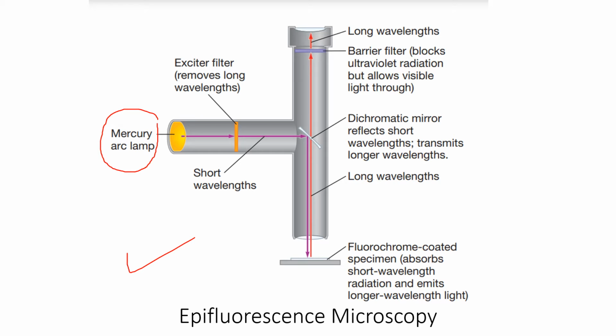These fluorochromes absorb short wavelength radiations coming from the objective lenses and emit long wavelength light. But it is not necessary that they'll only emit long wavelength light, they might emit some other light radiations as well. So when these light radiations along with long wavelength pass through the dichromatic mirror, they meet another barrier called the barrier filter, which will ensure that only long wavelength light rays hit our ocular lenses, and so we get our final image.